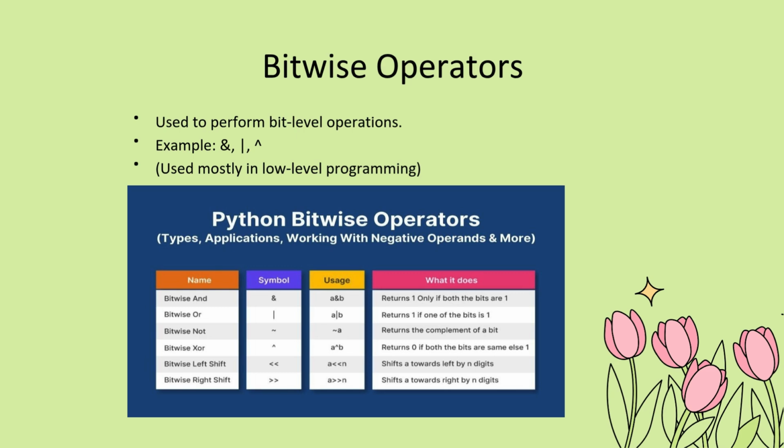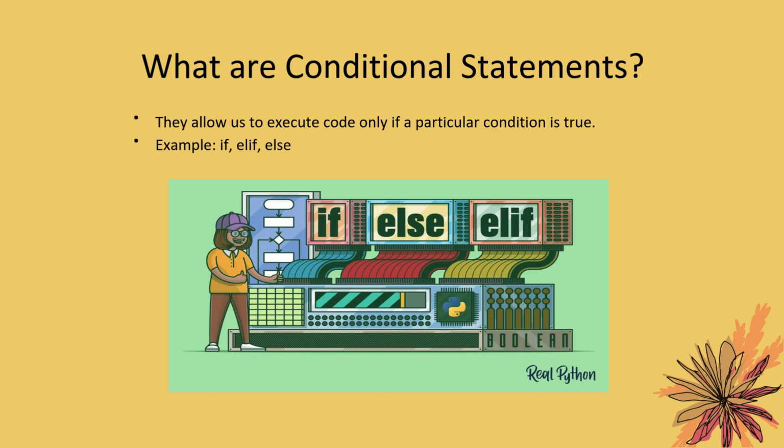Let's begin an important and exciting part of programming, conditional statements. Conditional statements allow your program to make decisions, just like we make decisions in our daily life. For example, if it's raining, I will carry an umbrella. Programs also need to take decisions based on certain conditions. Conditional statements give programs this power. They let the computer choose different paths of execution based on whether the condition is true or false.